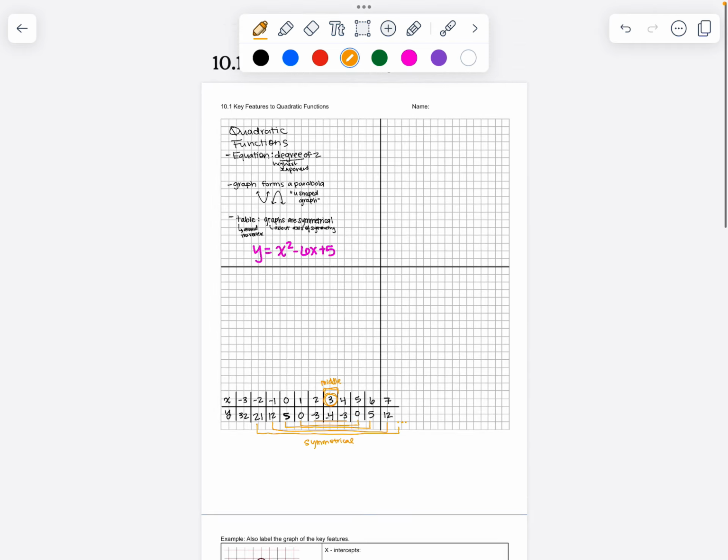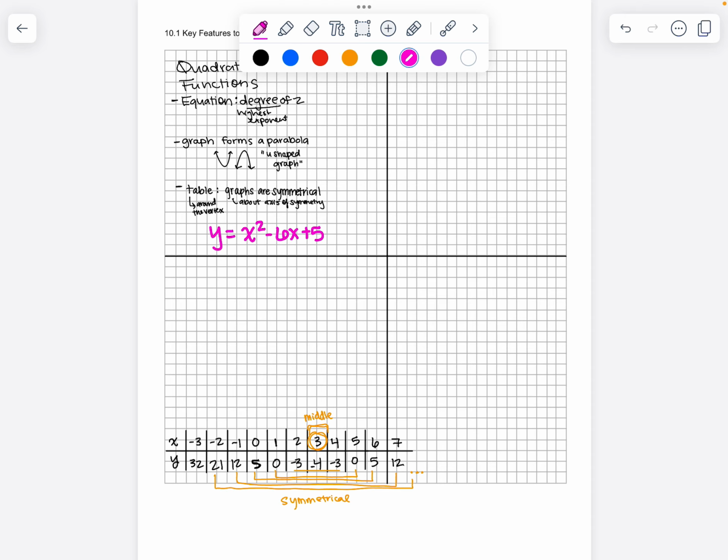Now that we have our points, I'm going to zoom out. We want to go ahead and plot them on the graph. So I'm going to take each one of these points and plot it out on the graph. 1, 2, 3, 4, 5. So I have 0, 5. I have 1, 0. I have 2, -3. 3, -4. 4, -3. 5, 0. 6, 5.